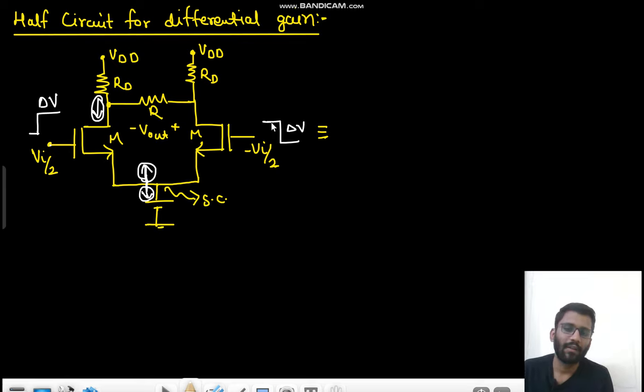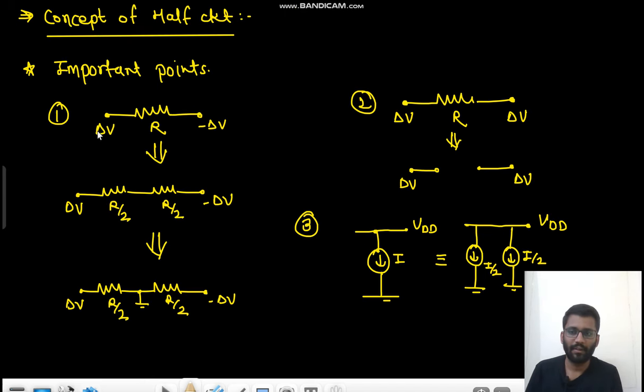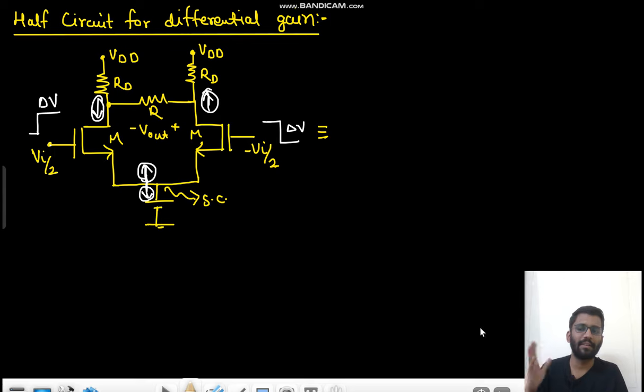If this is going down, that means it is going up. So at one point we have plus delta V and at the other point we have minus delta V. So we can break this R into R by 2 and R by 2. At one point we have plus delta V, at other point we have minus delta V. We can break this R into R by 2 and R by 2, and the lower portion can go to ground.